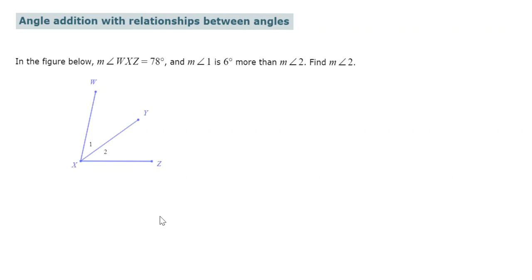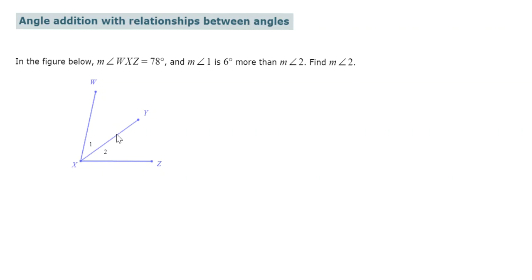This is talking about angle addition with relationships between angles. So you're going to have more than one angle here. And if you add the angles together, you get the larger angle, right? So if you combine them, they create a larger angle. If you add up their measures, you get the measure of the bigger angle.